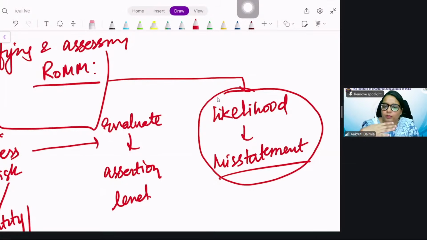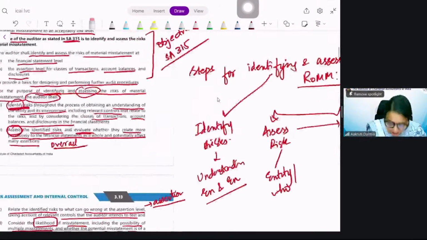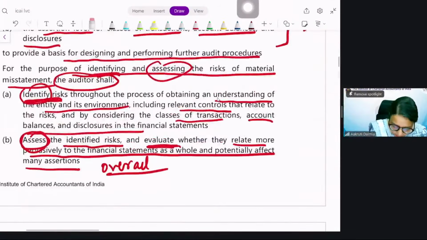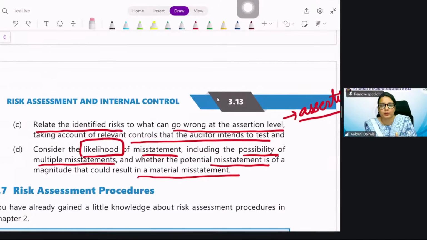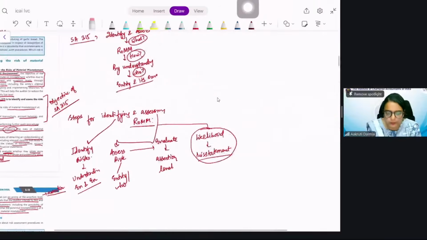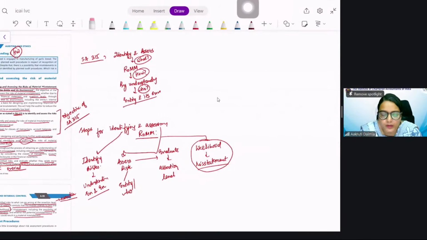So as an auditor also, if you found a risk, is the work over after finding it? No. After identifying the risk, you have to see what are the chances of misstatement due to that risk. Do you understand? In audit also, after finding risk, we have to see the chances of that risk becoming a misstatement. So the steps for identifying and assessing the risk: identify the risk, assess the risk overall, relate the risk to assertion level, and consider the likelihood, which means the possibility of multiple misstatements. Okay. Everyone clear? This topic is also done.